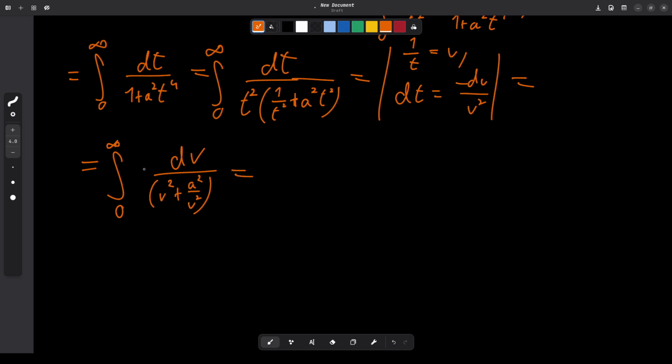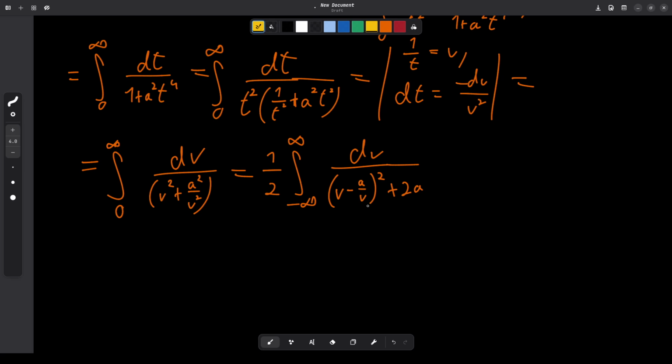And also, since this function is even, this is actually the same as 1/2 of the integral going from negative infinity to positive infinity of dv over, this can actually be written as v minus a over v, squared, plus 2a. If you don't believe me, you can verify this yourself.